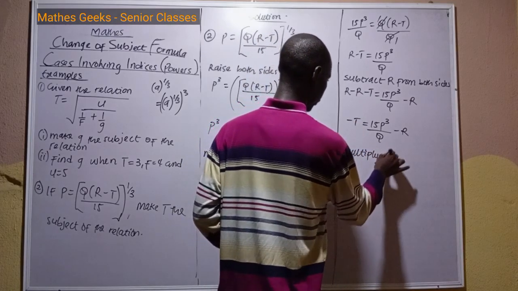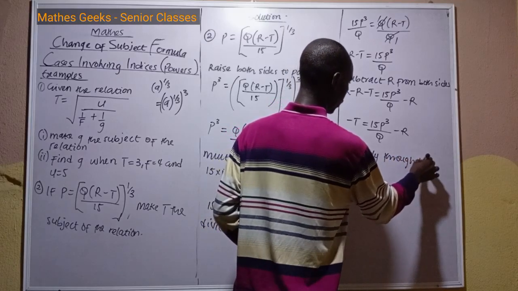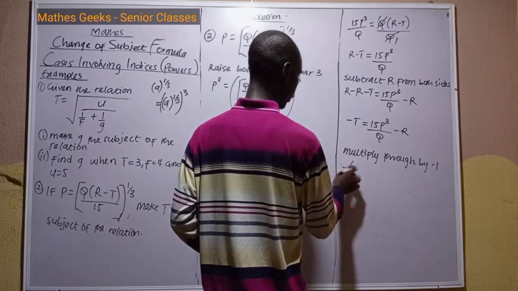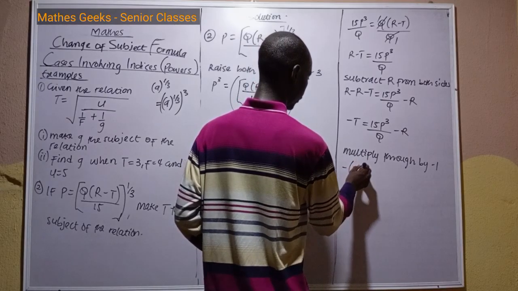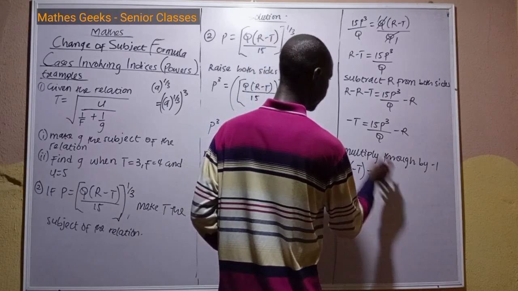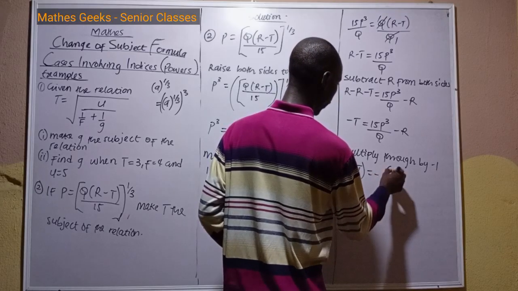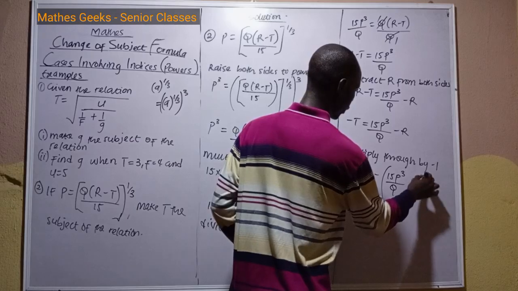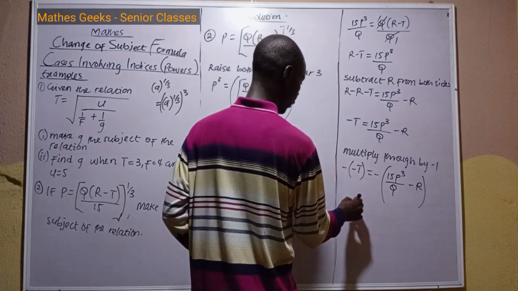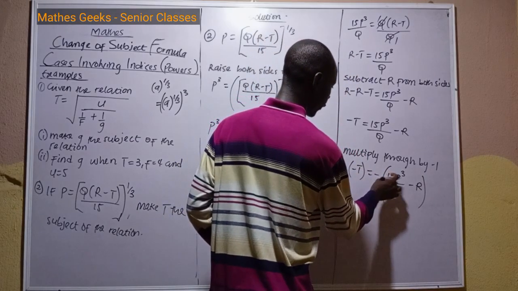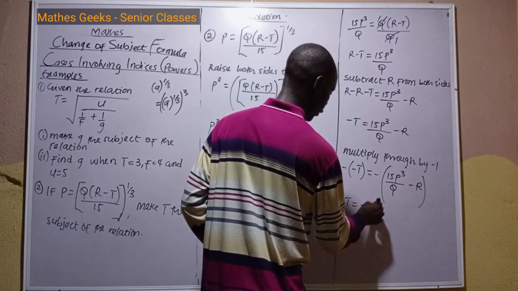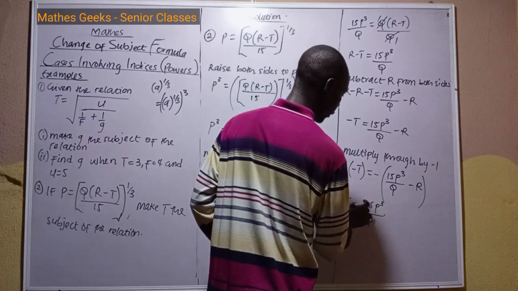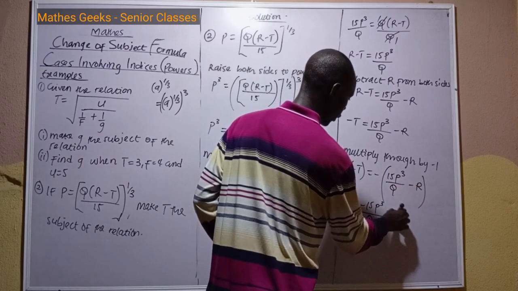Multiply through by minus 1. So minus t equals minus 15p squared over q minus r. So minus times minus is plus, minus times plus 15p squared over q gives us minus 15p squared over q. And then minus times minus gives us plus r.